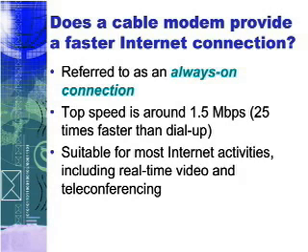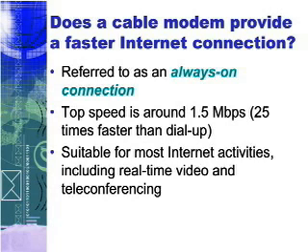A cable modem receives data at about 1.5 Mbps, or 1.5 million bits per second, which is more than 25 times faster than a dial-up connection. This speed is suitable for most internet activities, including real-time video and teleconferencing.